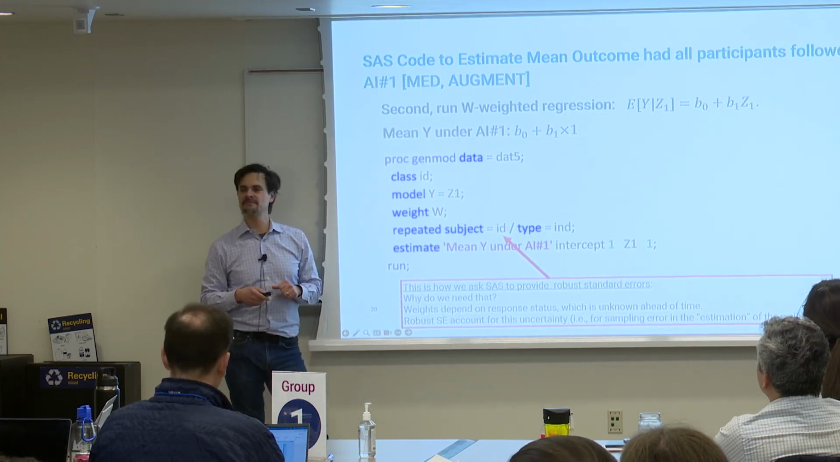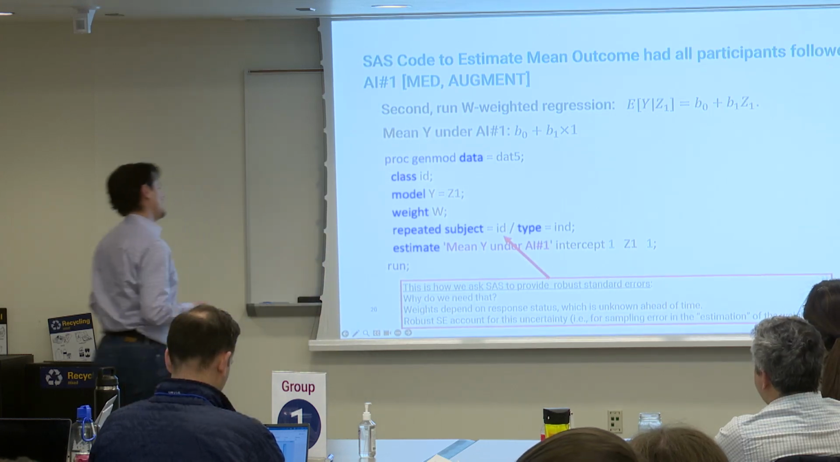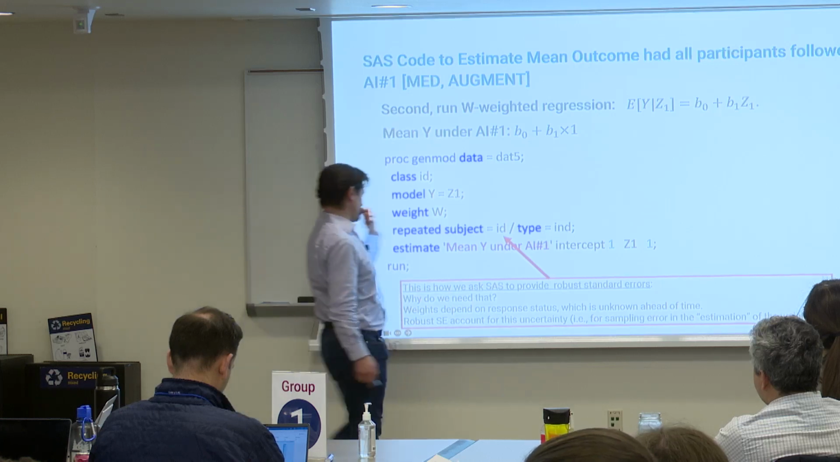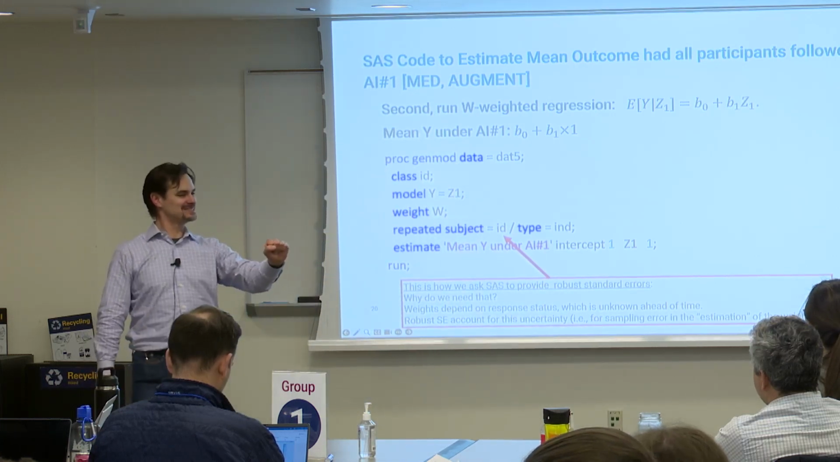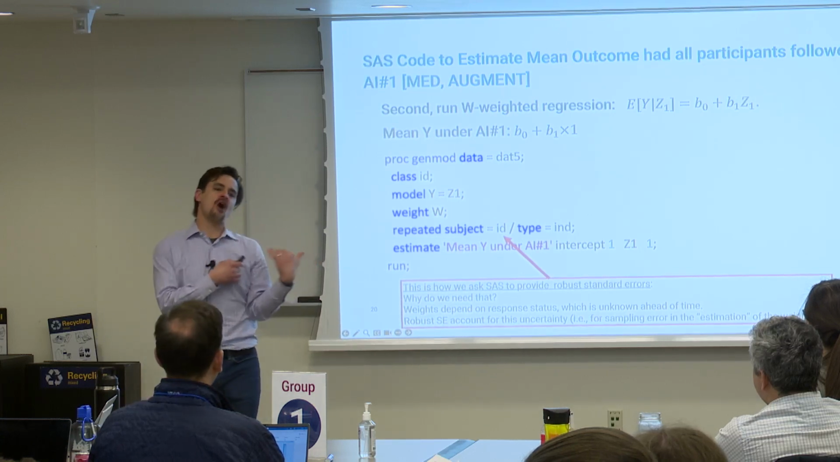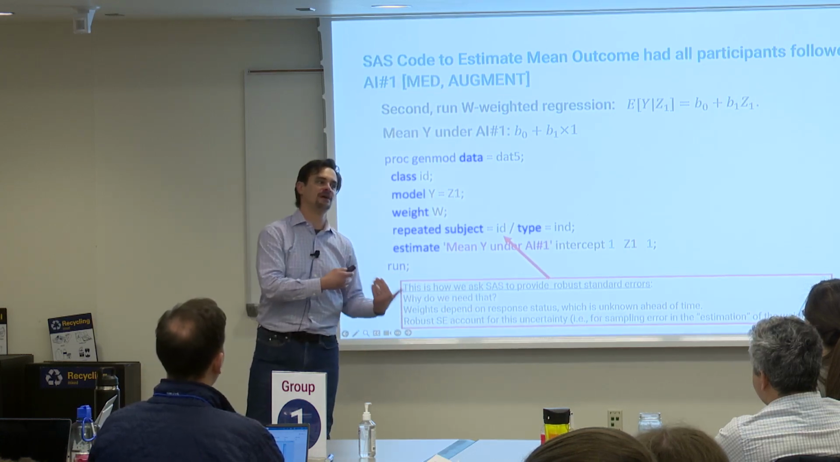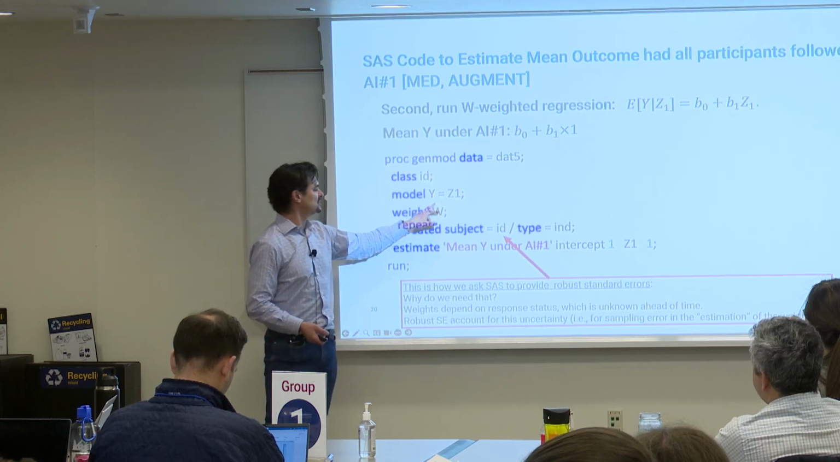Okay, everybody with me? All right. And actually, that brings me to why we ask for robust standard errors. So that was a good segue. Because the weights here are a function of response and non-response, meaning this weight is actually a random variable.